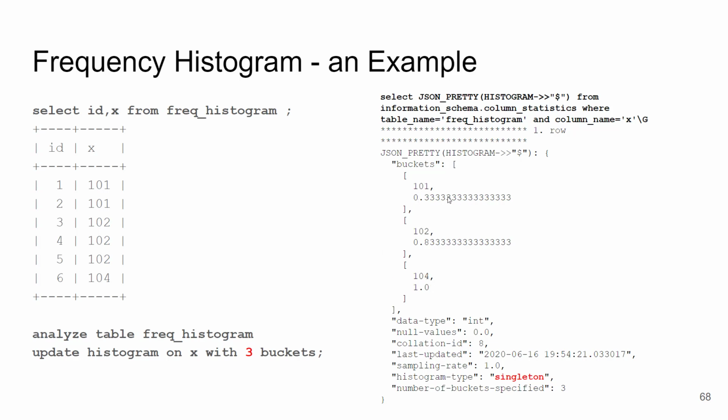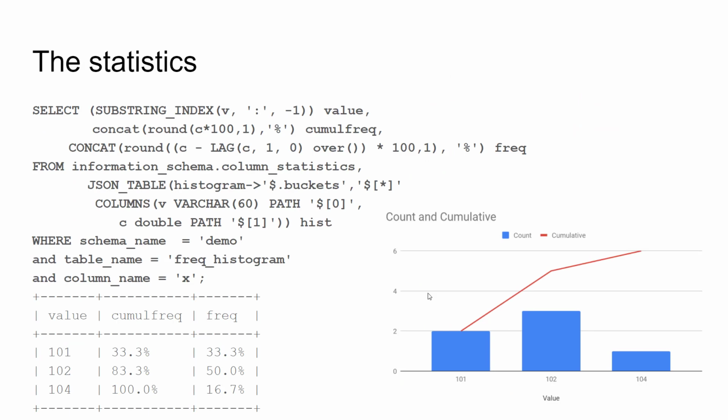Now, for 101, the optimizer knows that 1/3 of the values in the table are value 101 and below. It also knows for 102 that 83% of all the values are value 102 or below. And for 104, it knows that all the values are 104 or below. Here's a nice little graph of what we see in the cumulative frequency and the frequency.